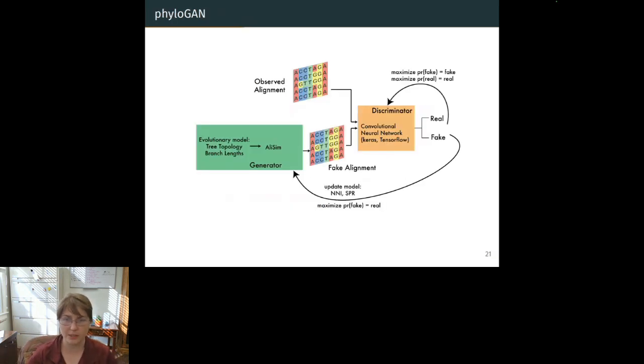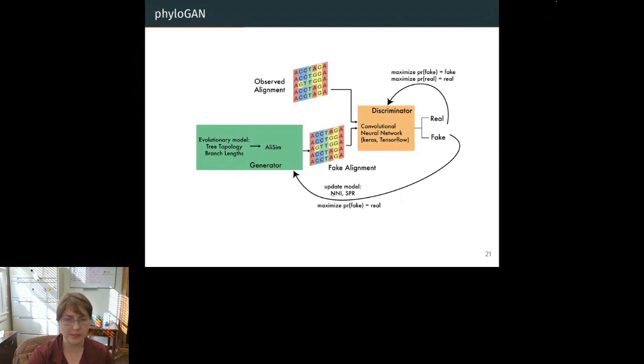And so to do this, we have to make a couple of changes to a traditional GAN. So we replaced the generator with an evolutionary model that includes a tree topology and branch lengths, and an evolutionary simulator. Here we used OliSim. Using this new generator, we can make fake alignments, and we can then compare these alignments to observed alignments using a discriminator, which is just a convolutional neural network. At each iteration, our discriminator learns to better distinguish our fake and real alignments, and our generator tries to learn to make more realistic alignments, and it actually does this by updating this tree topology.